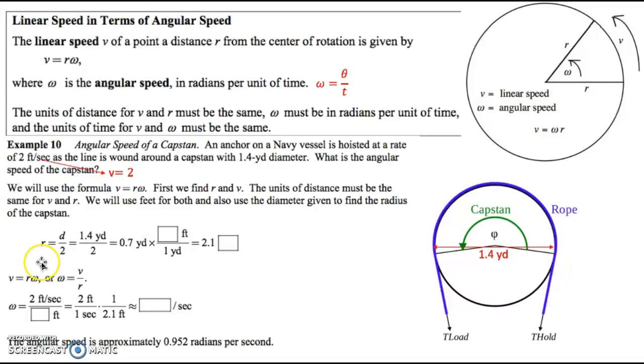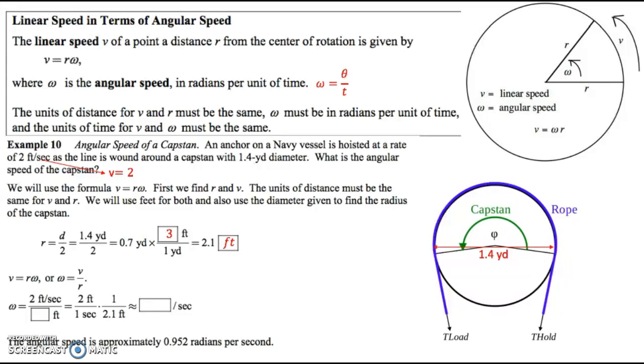So right now when I look at the radius, we know that we can find radius by taking the diameter divided by 2, which is 7/10 of a yard. But notice we're in feet with our linear speed. So let's transform our yards to feet. And we know that there are 3 feet per yard. So 3 feet per yard times 7/10 of a yard gives us 2 1/10 feet.